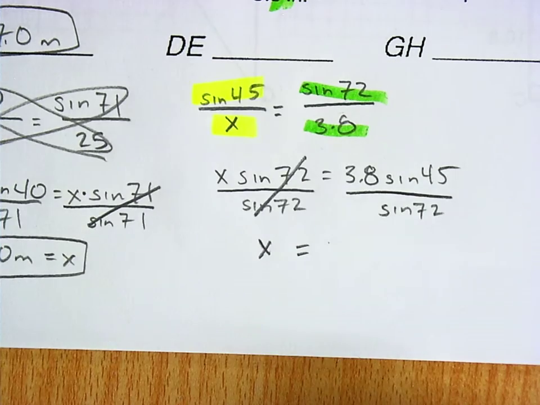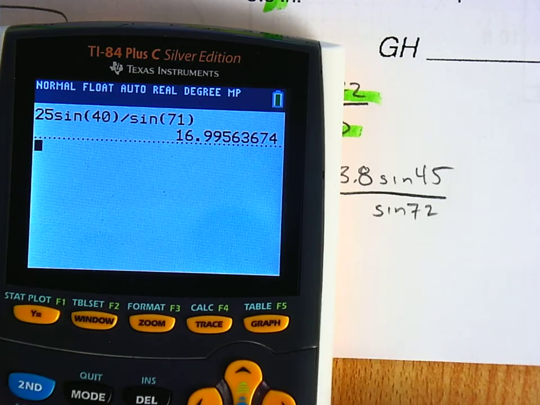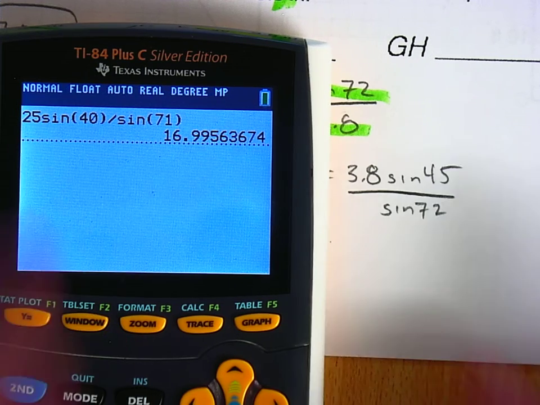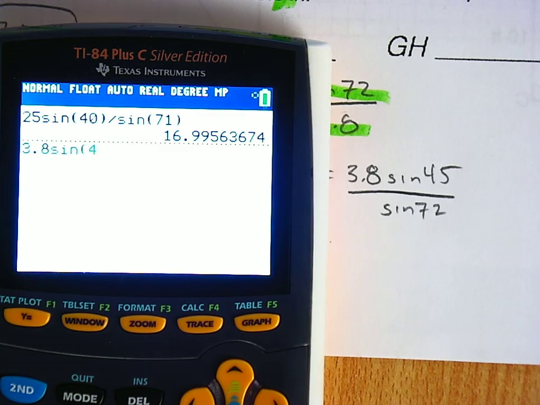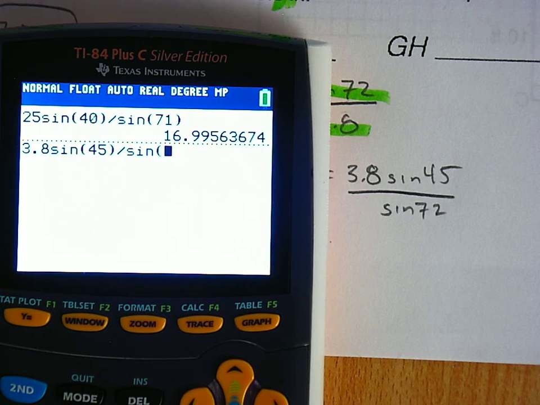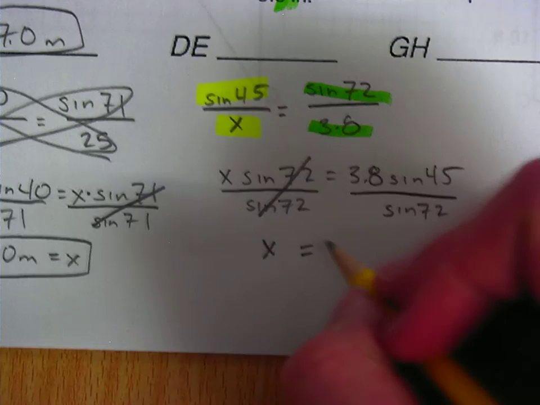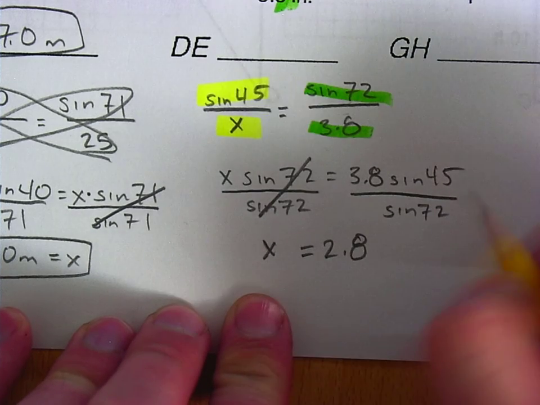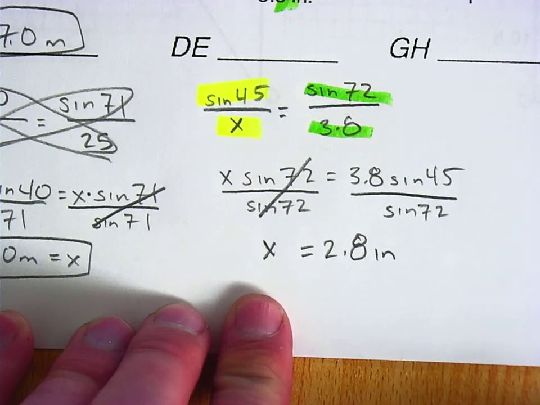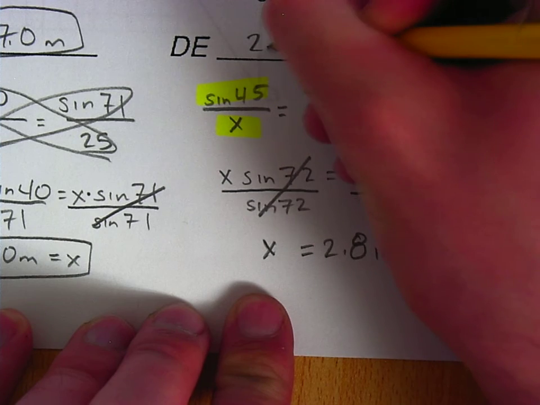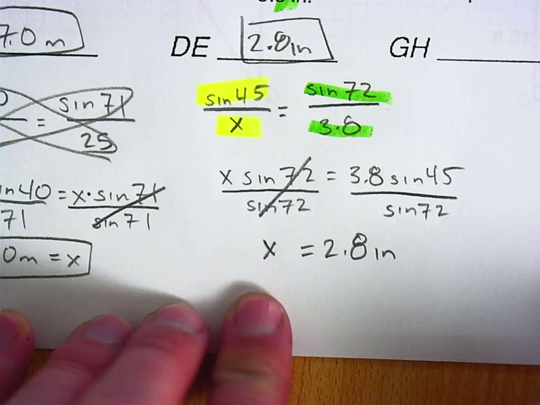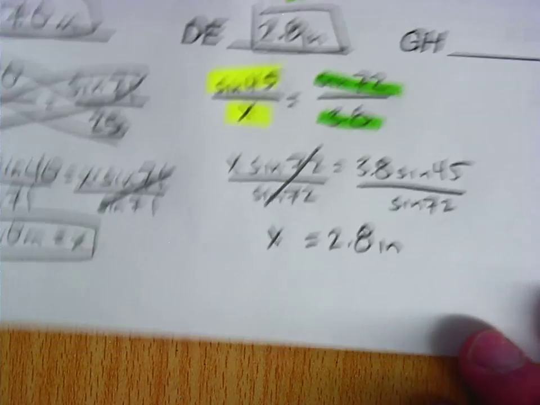X is alone now, so we're just going to throw that exactly how we see it into our calculator. So 3.8 sine of 45 divided by the sine of 72. And we want it rounded to the nearest tenth, so that's 2.8. Right, and our units were inches, so DE is 2.8 inches. That's our answer. Let's look at one more, just for good measure.